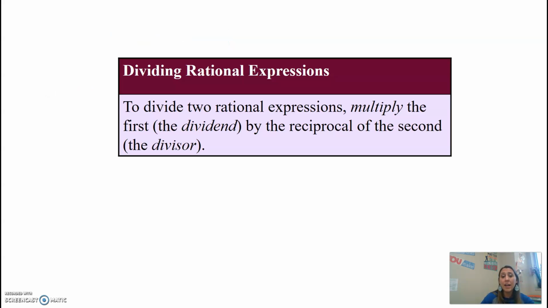So to divide a rational expression, you're going to divide the rational expression by multiplying by the reciprocal. The reciprocal. This is what you've heard before. It is keep the first one the same, change the sign, and flip. Multiply by the reciprocal. Keep, change, flip. That's what that means. In math terms, you're multiplying by the reciprocal.